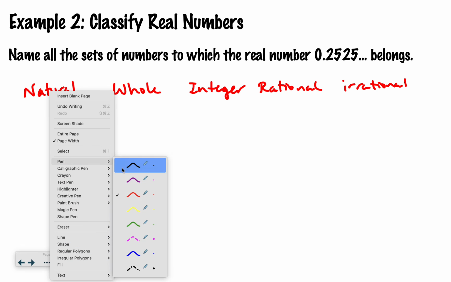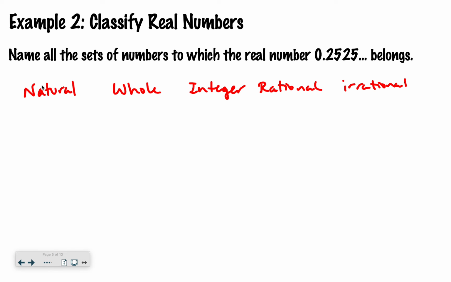I'm going to change my pen color quick. Okay, so natural numbers are like the counting numbers. Would you start counting by saying 0.25 repeating? No. So it's not natural. And whole numbers, also, they don't include decimals either, so it's not a whole number. Integers don't include decimals, so it's not an integer.